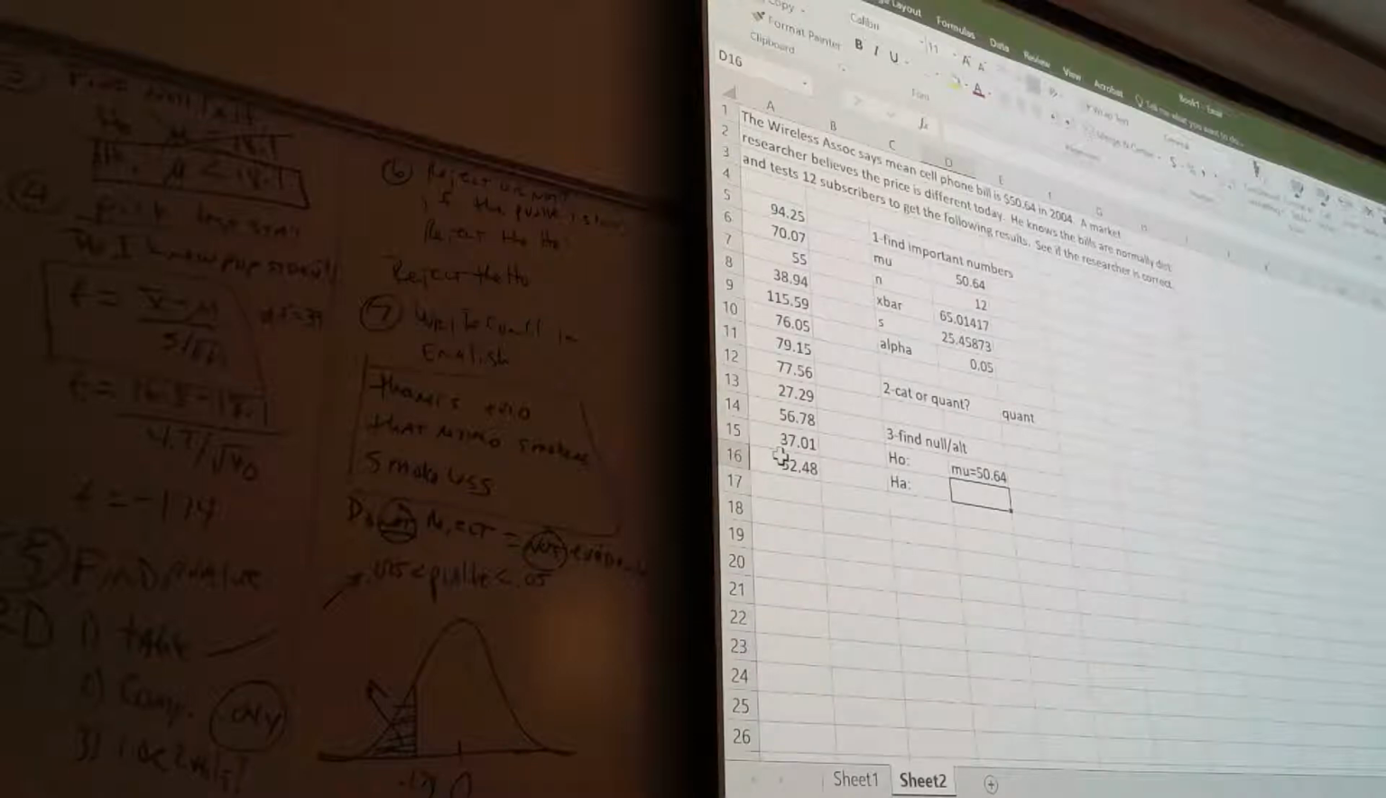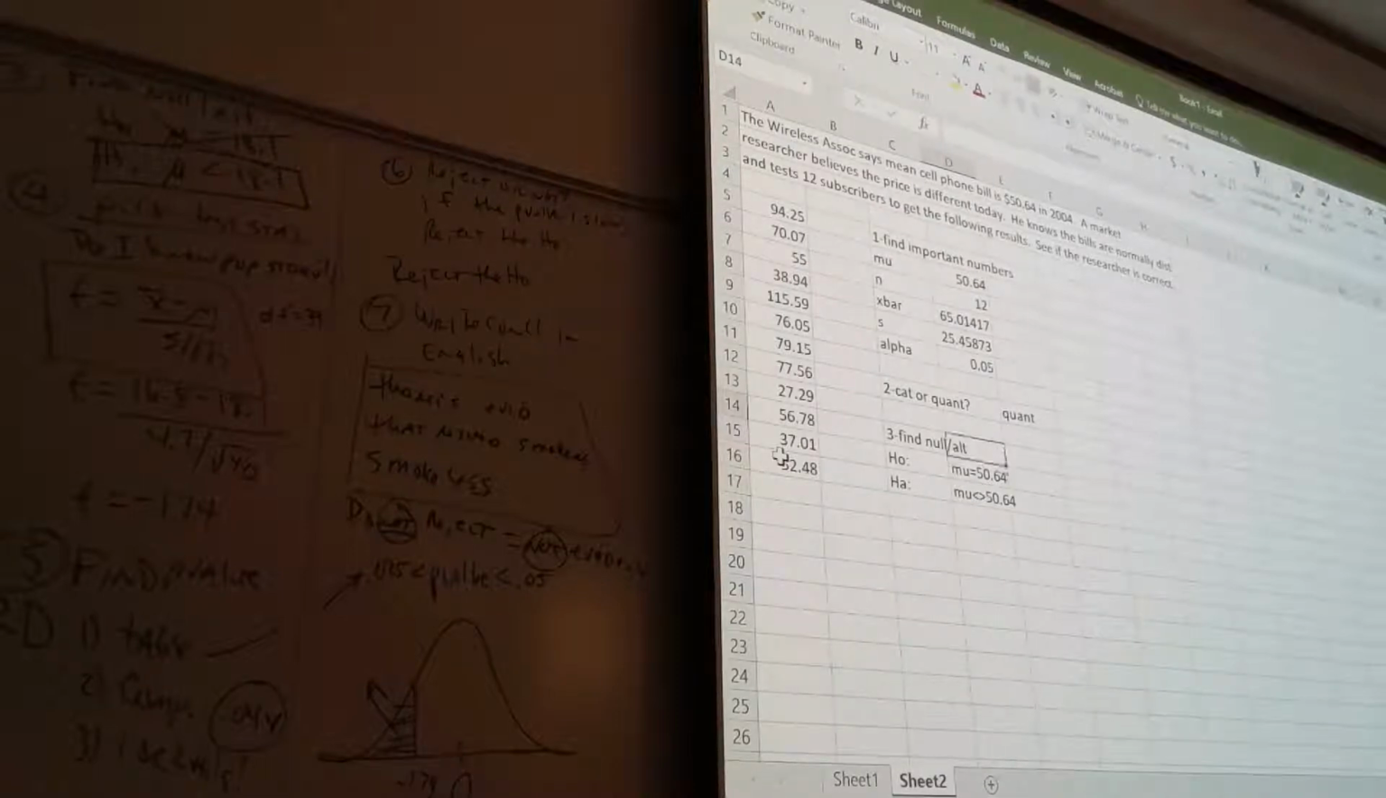The alternative would be mu does not equal 50.64. Why did you say that? Because you're trying to see if he's correct. So it's not asking if it's higher or lower, it's asking if it is different, right? 50.64. We don't know if it's higher or lower.